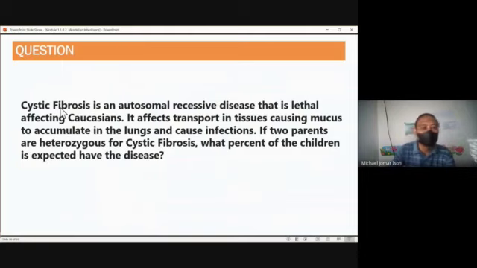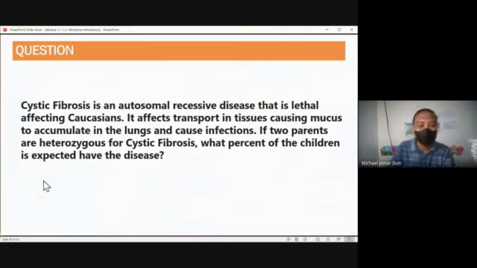Cystic fibrosis is an autosomal recessive disease that is lethal, affecting Caucasians. It affects transport in tissues, causing mucus to accumulate in the lungs and cause infection. So it's quite a dangerous disease. If two parents are heterozygous for cystic fibrosis, what percent of the children is expected to have the disease?